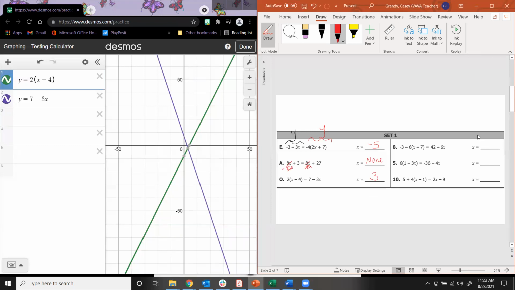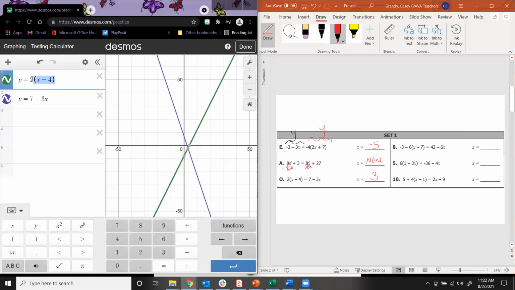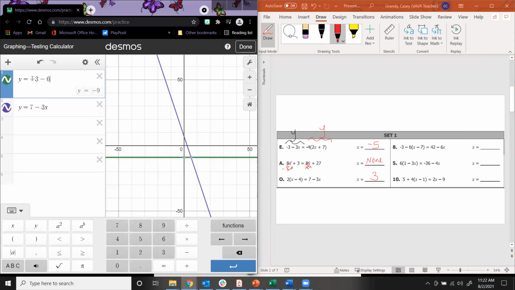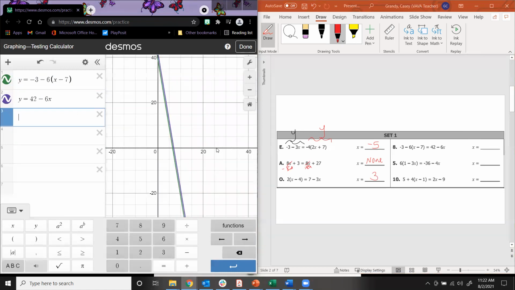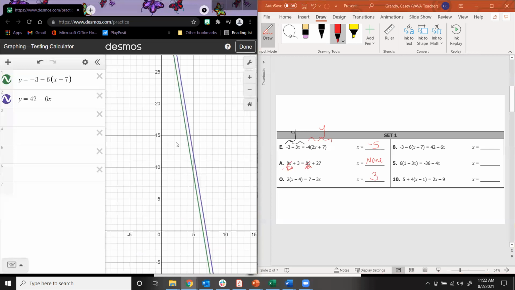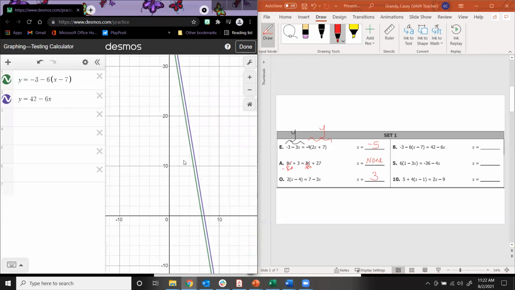So now what I'm going to do is come over here and solve these three equations. Negative 3 minus 6(x-7), and then 42-6x. Okay, and then we find where they intersect. We might have to zoom in on this one. Yeah, there it is. Oh, wait a second. They're not going to intersect. These are parallel lines again. So this has no solution. We have parallel lines in our picture, no solution.